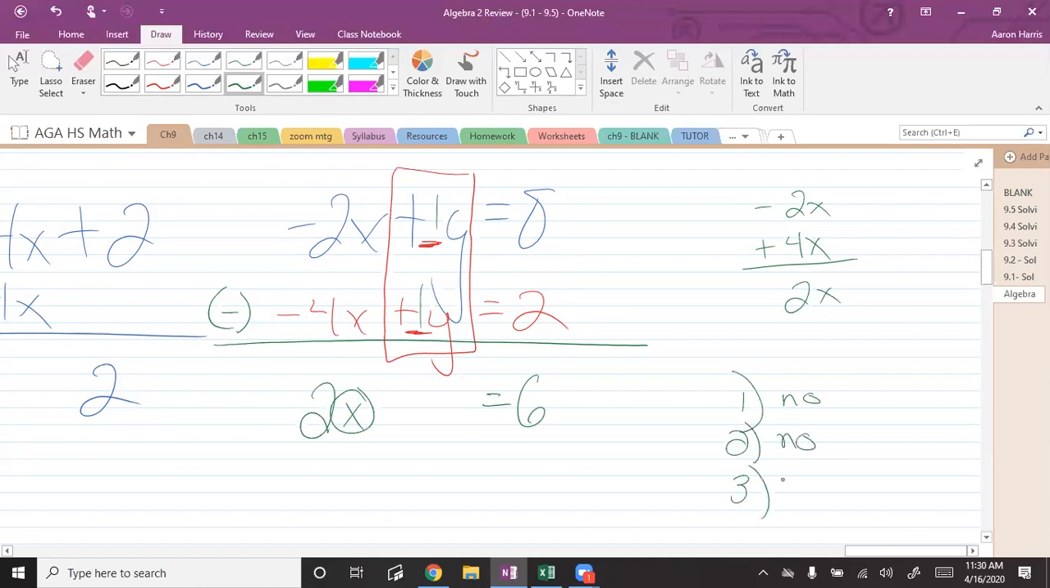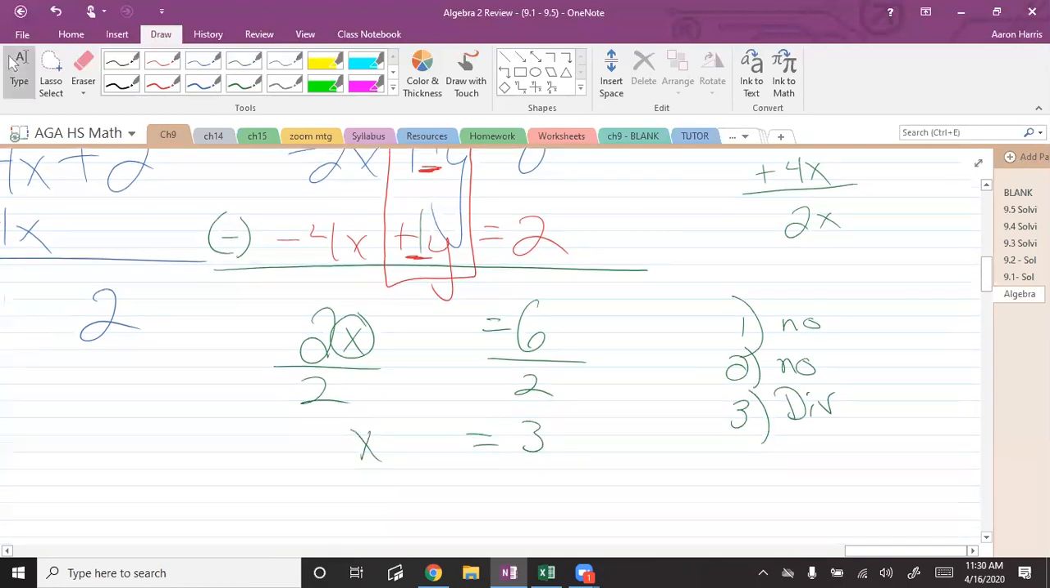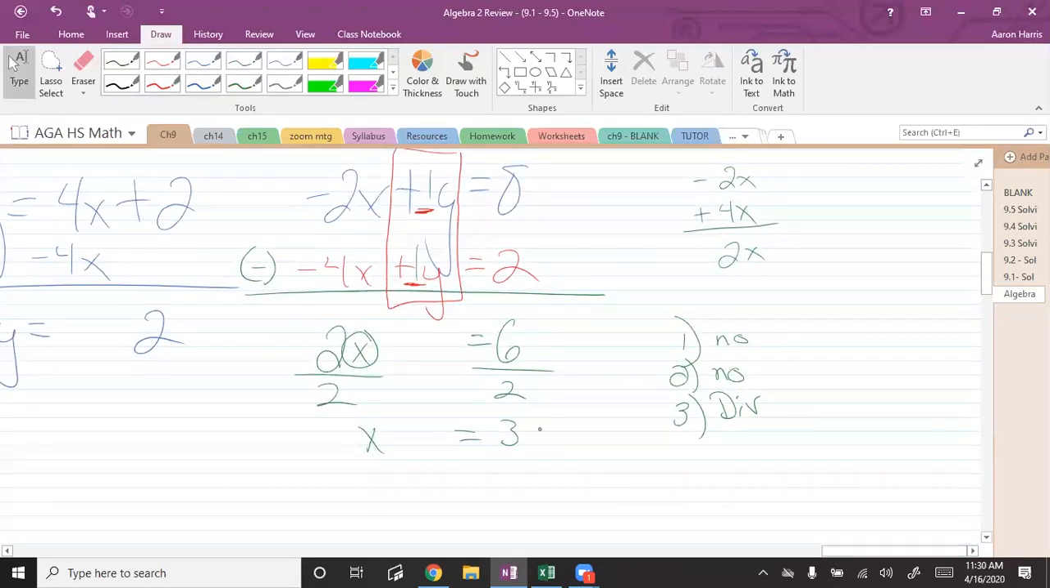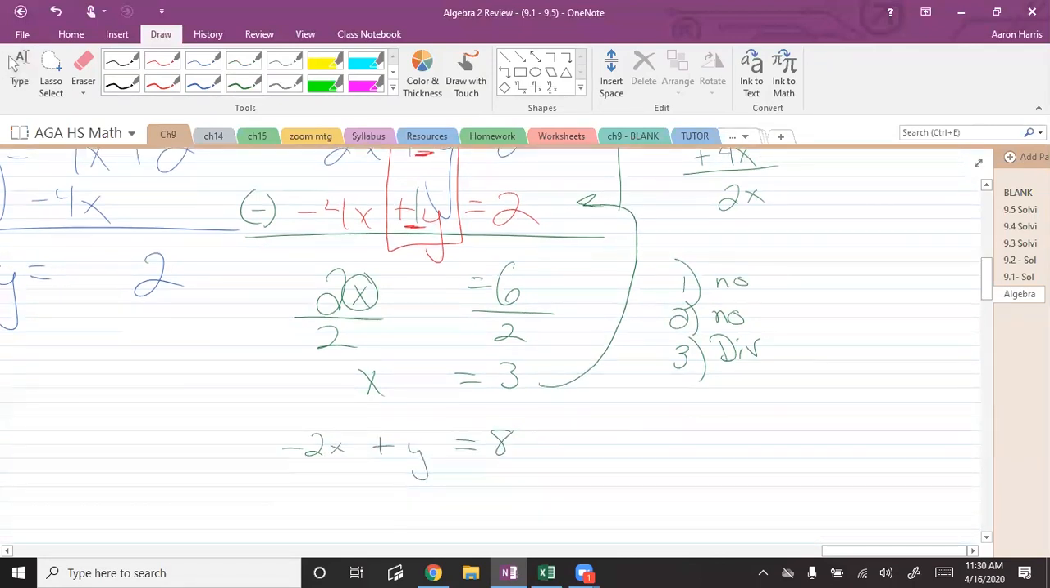Third step, what do we do? Divide by 2. x is equal to what? 3. What do we do with that? Plug it into the equation. Just plug it in. Does it matter which equation? No. So let's use negative 2x plus y equals 8. That's the first one, right?